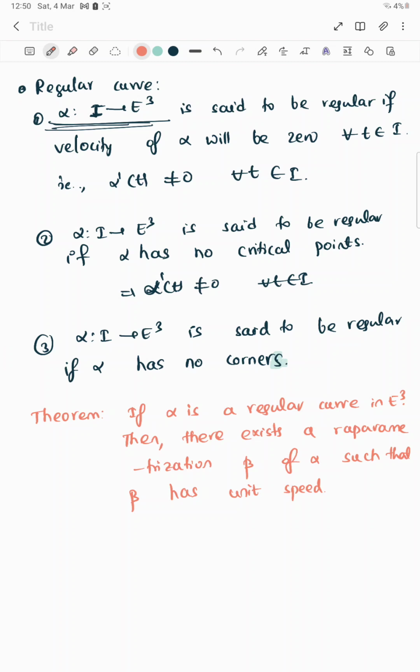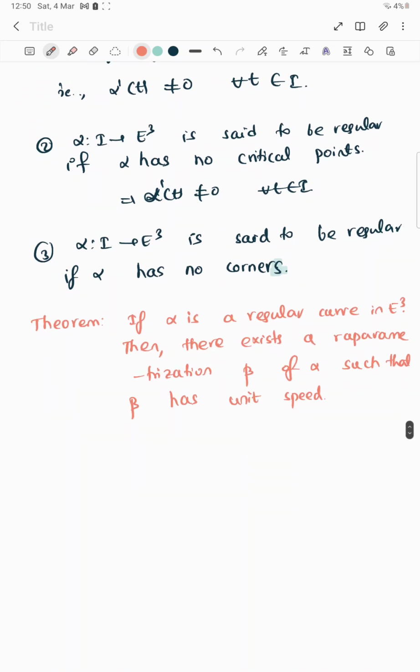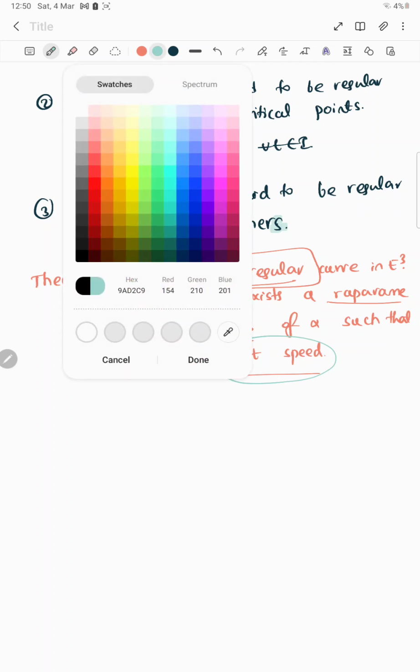If alpha is any curve, then obviously there is a reparameterization, but it need not have unit speed. But if alpha is a regular curve, surely there will exist a reparameterization beta such that it has unit speed. So for a regular curve, there will surely exist a reparameterization beta such that its speed is unity. So first we will see how it is possible.